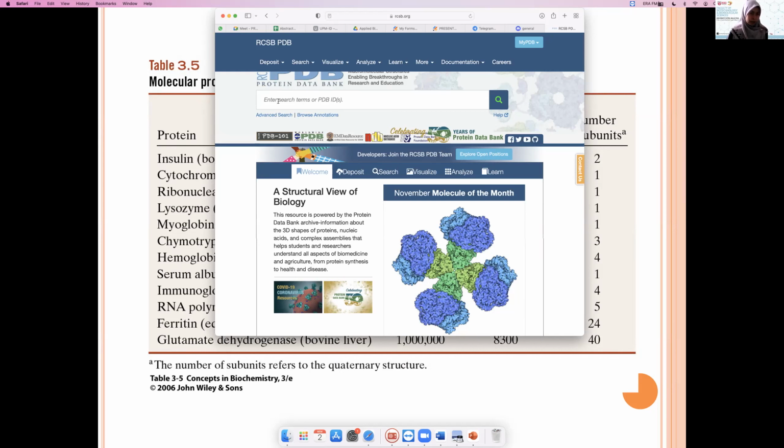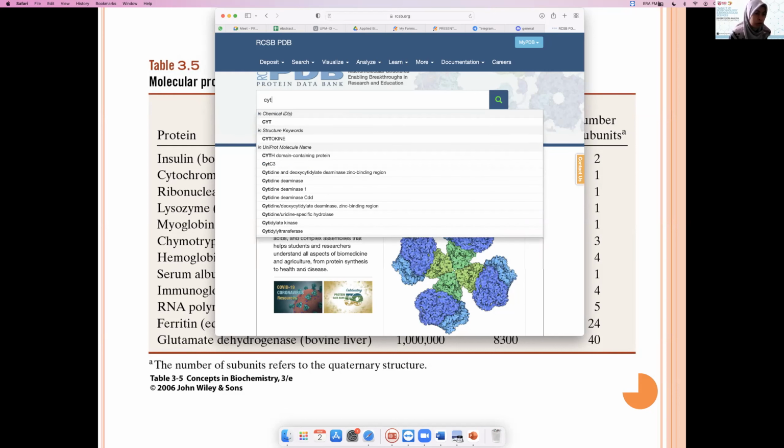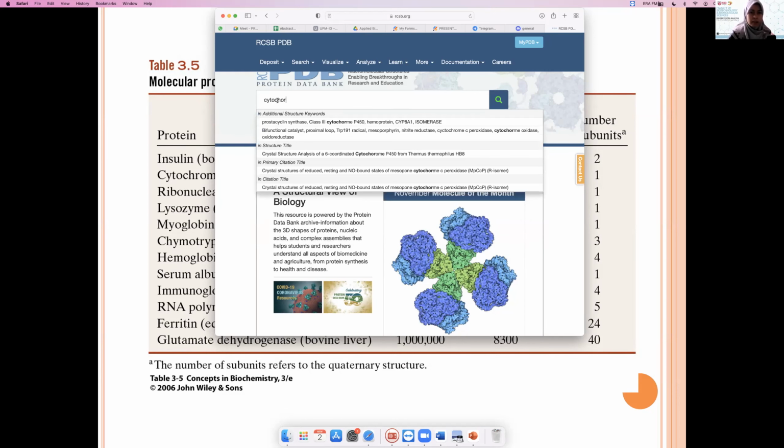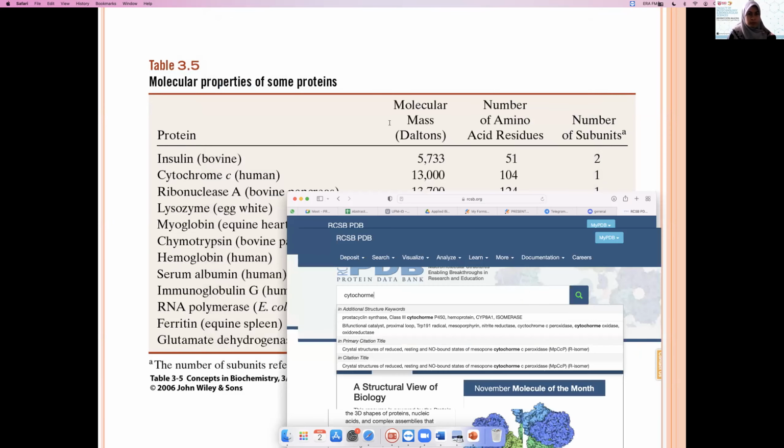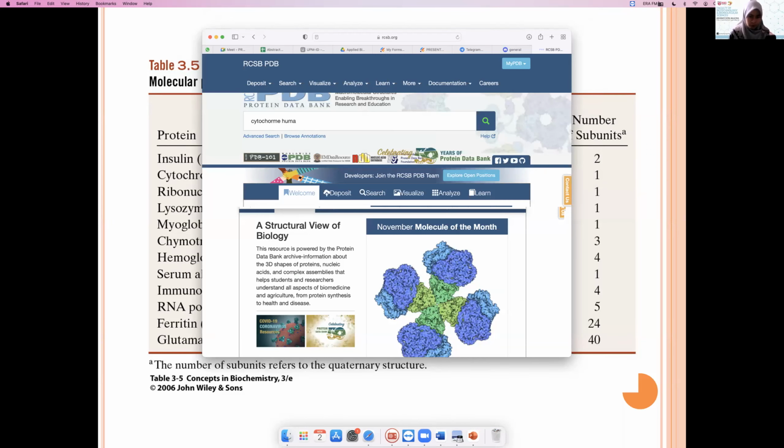Now if you want to look at the cytochrome, we need to specify cytochrome from where. Maybe you want to see cytochrome from human. So we can even check and browse. Wrong spelling.